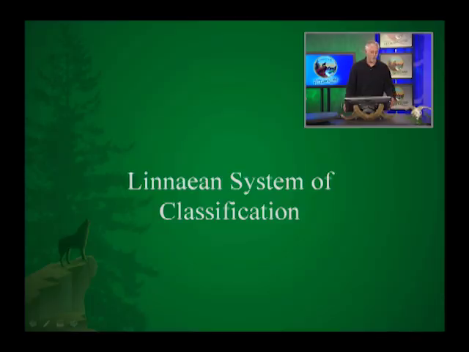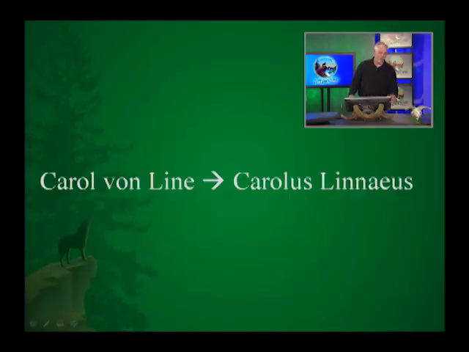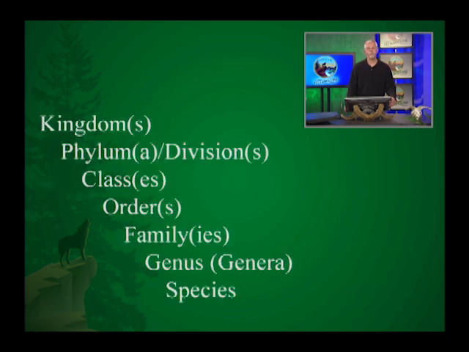Now, in considering classification, we're going to be using what's known as the Linnaean system of classification, and the father of the Linnaean system was a man named Carl von Linné. And he's the person who's responsible for Latinizing the sciences. He wanted a common language so that the European scientists could communicate with one another. And he was such a fanatic about it that he actually Latinized his own name to Carolus Linnaeus. So we consider Linnaeus then to be the father of classification.